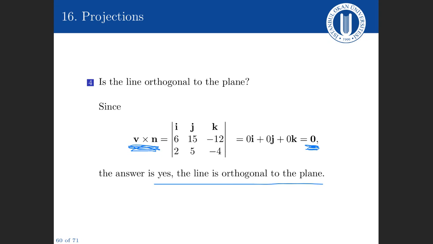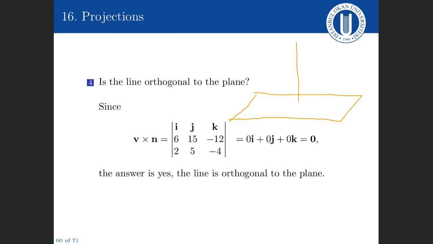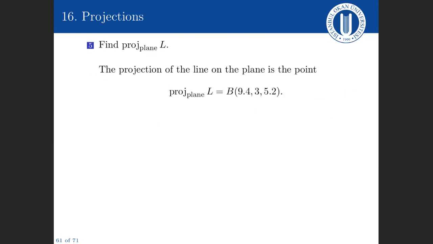The line is orthogonal to the plane. So now we know that the picture looks like this. The line is orthogonal to the plane, and we know this point B where the line intersects the plane. And that's all we need to do. The line is orthogonal to the plane. The projection of the line onto the plane is just the point where the line intersects the plane.